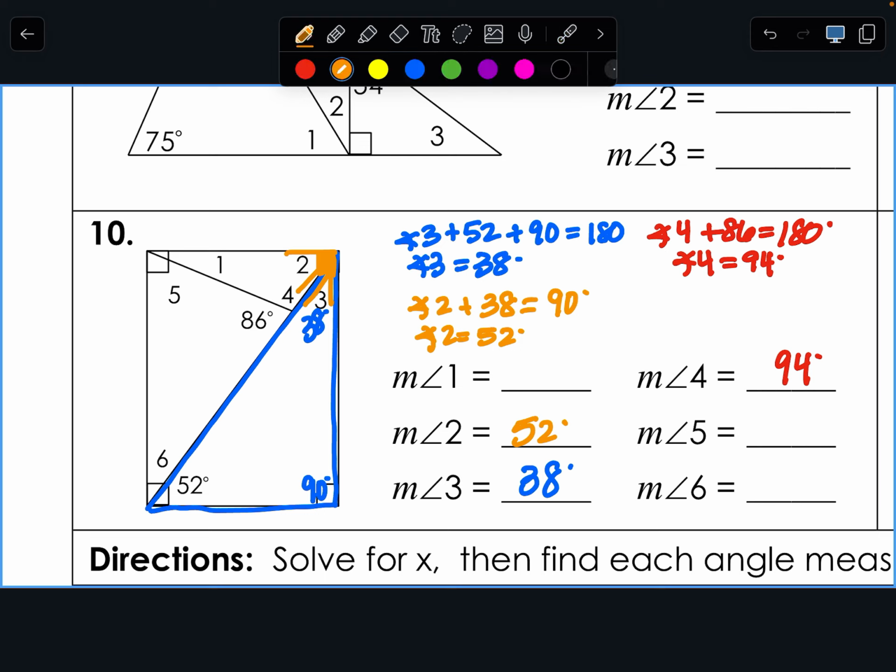Because now I know that angle 2 is 52, and I know that angle 4 is 94. So then I can say that angle 1 plus 52 plus 94 equals 180. So angle 1 is 34.